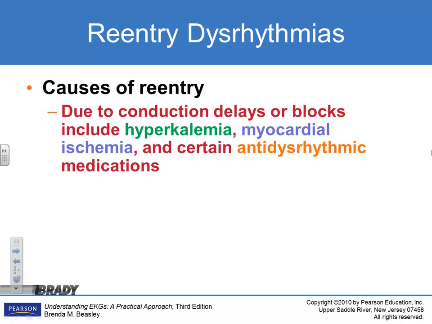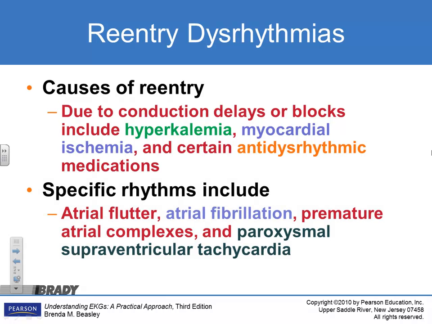Things that can cause this reentry, as we said, are myocardial ischemia and infarction. If you're on antidysrhythmic medications, that sometimes can cause this. Hypokalemia. Some of the rhythms generated with this reentry may be atrial flutter, atrial fib, PACs. What's paroxysmal supraventricular tachycardia?